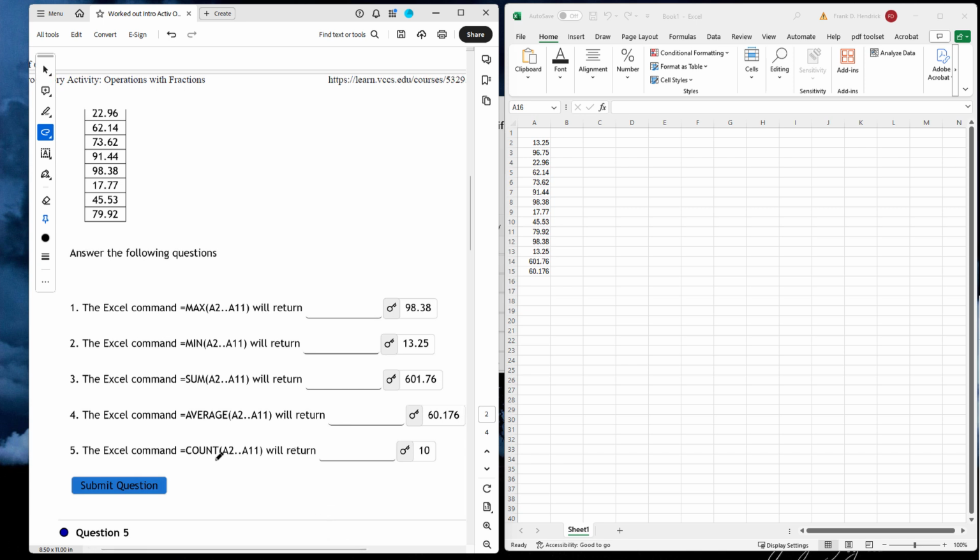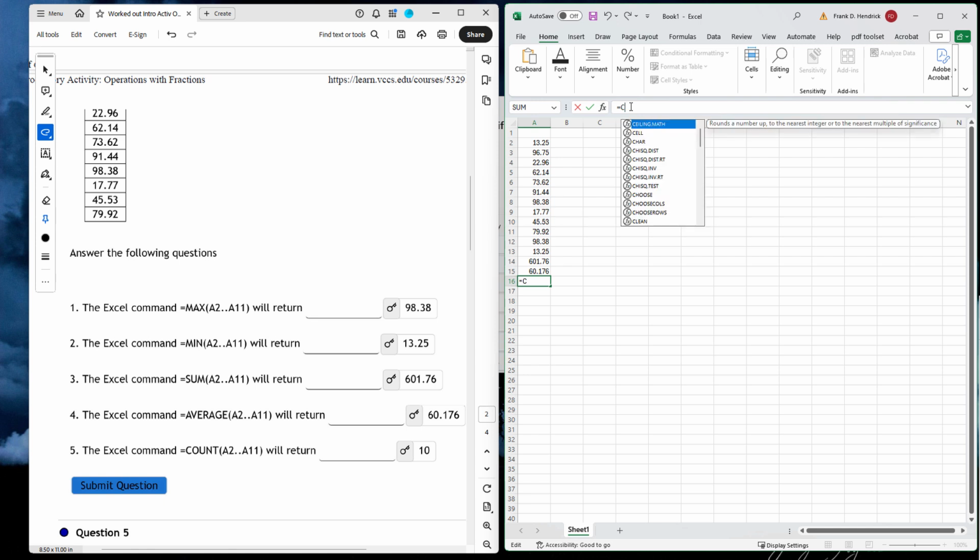And the last one they have here is the count: how many cells are occupied in between A2 and A11, and we'll put that value there. Then I go to my formula bar and hit equals, and I start typing COU, and there's count there. Click on it, and I type A2 colon A11, close parentheses, enter.